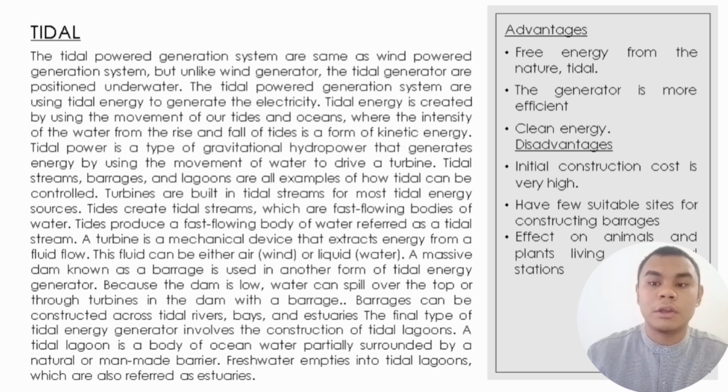The massive dam known as a barrage is used in another form of tidal energy generator. Because the dam is low, water can spill over the top or through a turbine in the dam. A barrage can be constructed across tidal rivers, bays, and estuaries.